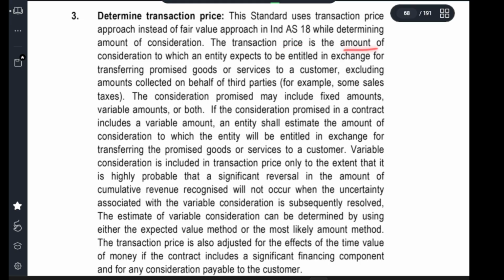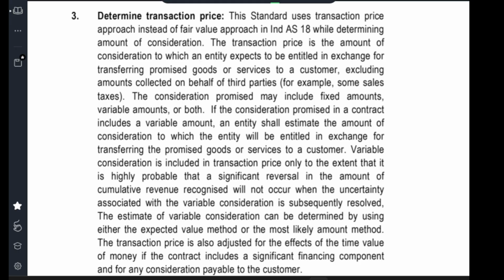A transaction price is the amount of consideration to which an entity expects to be entitled in exchange for transferring promised goods or promised services to the customer, excluding amounts collected on behalf of third parties, for example sales tax. So say in this contract, if this part has been done, he will be paying you. I will be receiving this payment. This good should be transferred. So goods transfer is identified, contract is identified. For this goods of the total contract, this is this much percentage of the goods. So I am entitled to this much revenue.